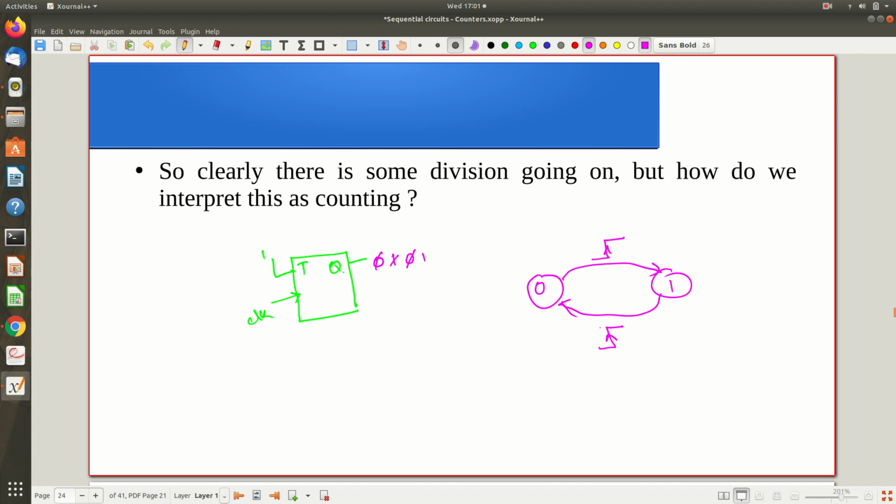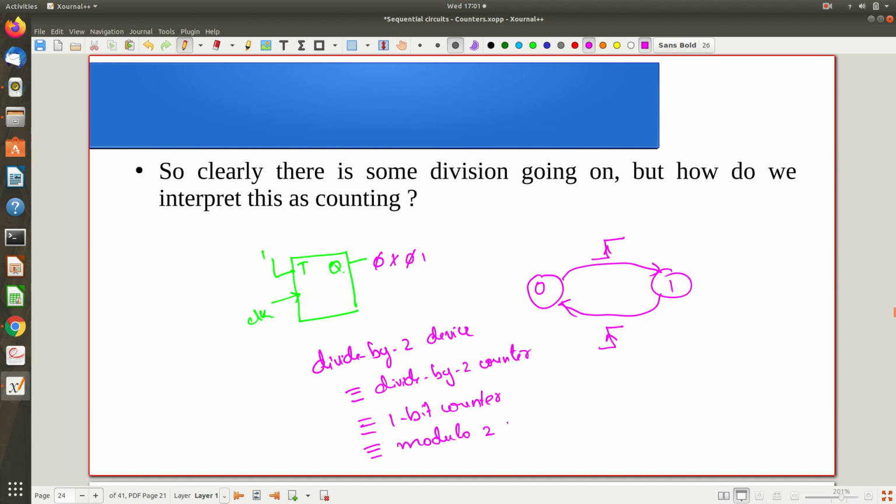What we have is divide by 2, this terminology is clear, right? Because it divides the input frequency by 2. Another name for it is a divide by 2 counter, because it can count 2 states, 0 and 1. Or simply it is a 1 bit counter, because the counter has just 1 bit, 0 or 1. Equivalently, you can say it is a modulo 2 counter.